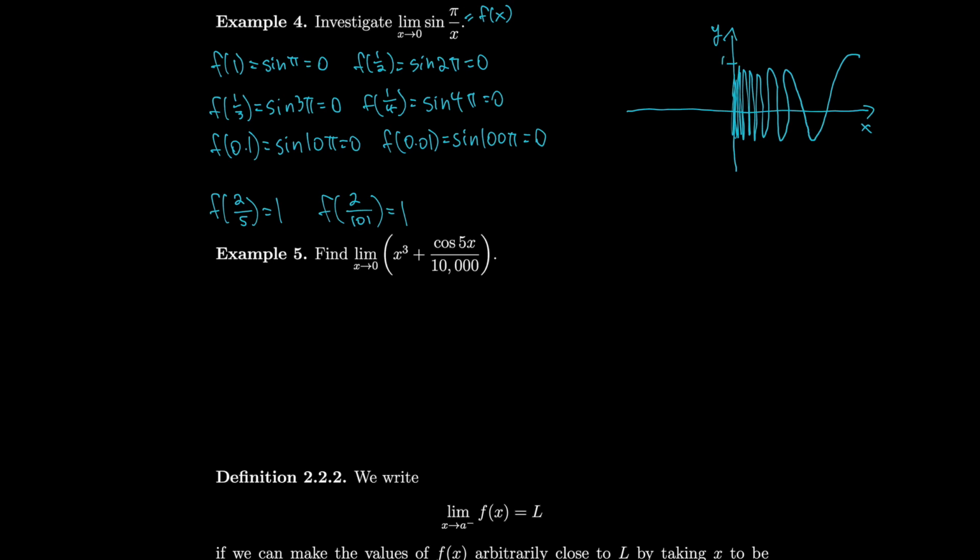It goes infinitely fast up and down. Here's 1 and here's minus 1. Oscillating between minus 1 and 1. And then it does the exact same thing on the other side. So it doesn't matter whether you approach from the left or right, you will hit all of these little zeros.